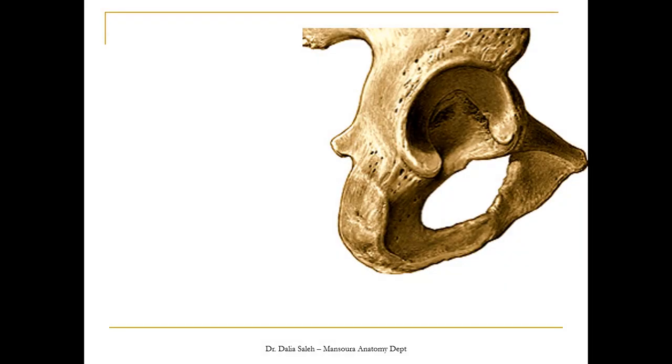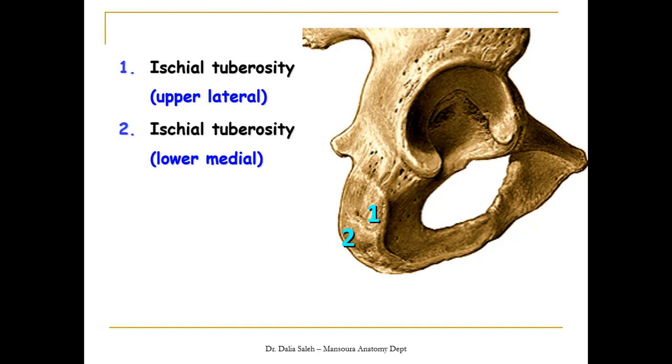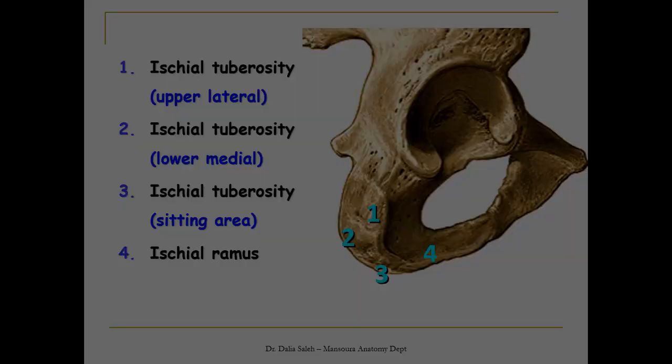This is the lower part of the outer surface of the hip bone. You can see here the upper lateral part of the ischial tuberosity. And here is the lower medial part of the ischial tuberosity. This is the lower part of the ischial tuberosity, or the sitting area. And this is the ischial ramus.